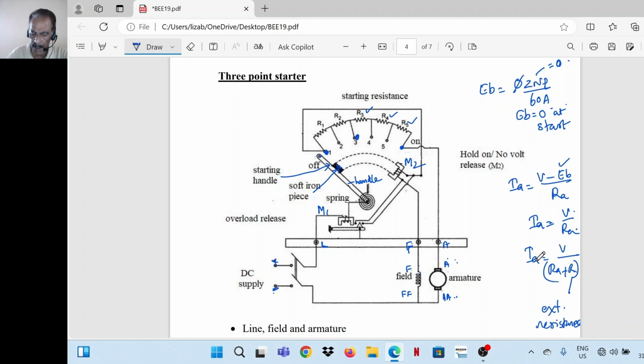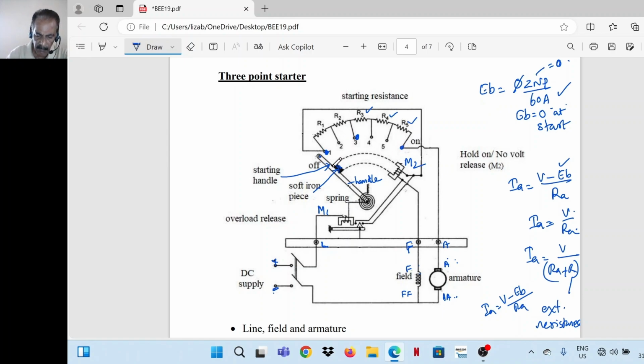Now IA is equal to V minus EB by RA. Because there is some value for back EMF now, motor is running at a certain speed. Not certain speed, it is almost full speed only. So when the resistance is completely cut out, back EMF picks up and armature current reduces within safe limits.